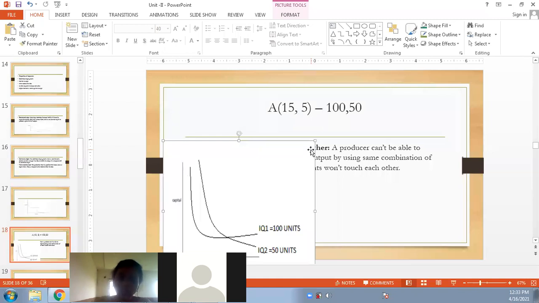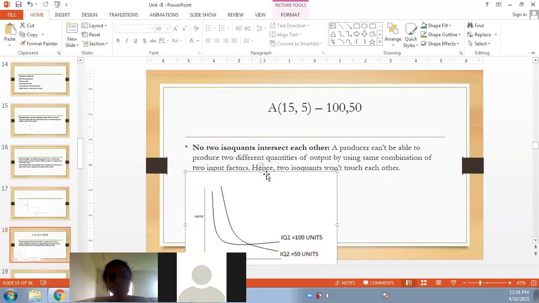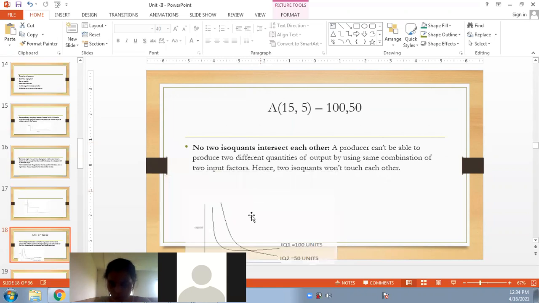We are not going to change the combination of inputs. Both are for case A and case B: same 15 labor and 5 units of capital. In one case they are producing 100, in the other case they are producing 50. It will never be possible, because we are discussing from an economic point of view. Economic point of view always means optimum utilization of resources.